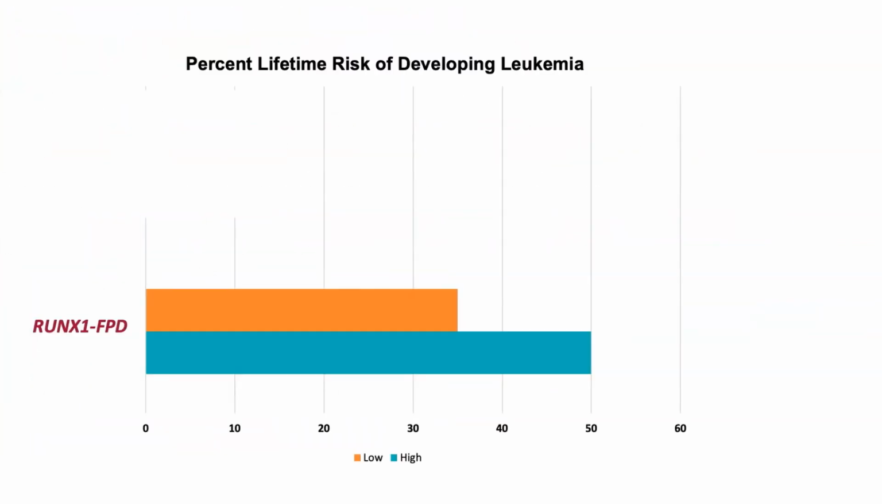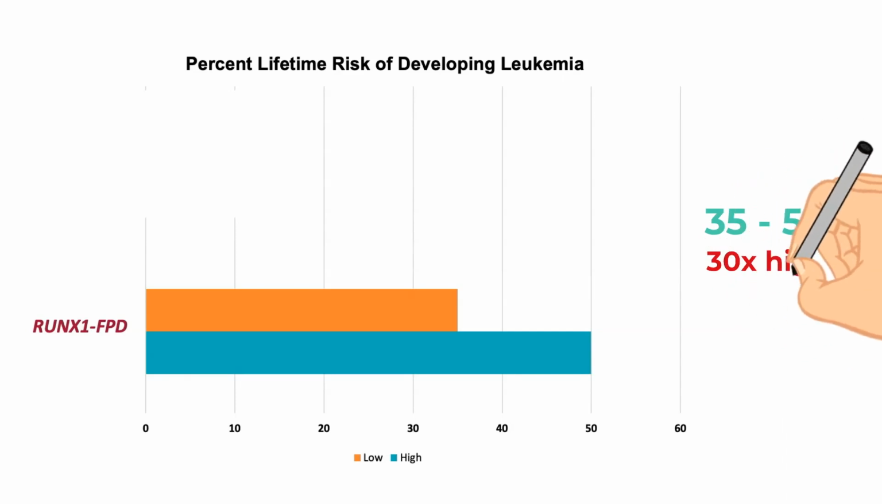Studies across many families who have RUNX1 mutations also show that there is a higher number of individuals who develop blood cancers. In fact, estimates suggest that the lifetime risk of developing a blood cancer in RUNX1 FPD individuals is between 35 and 50%. On average, that is 30 times higher than the general population. So why is there this dramatic increased risk?